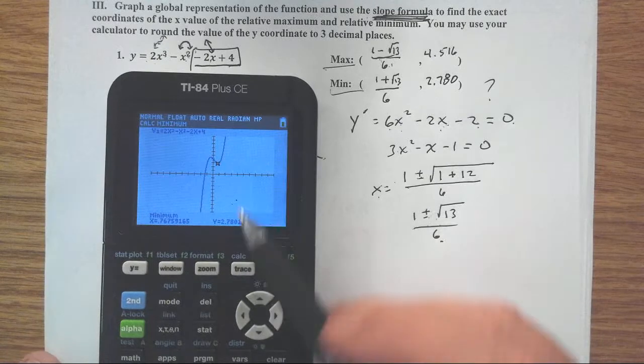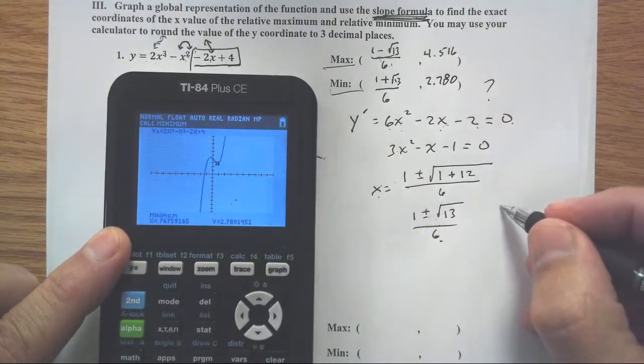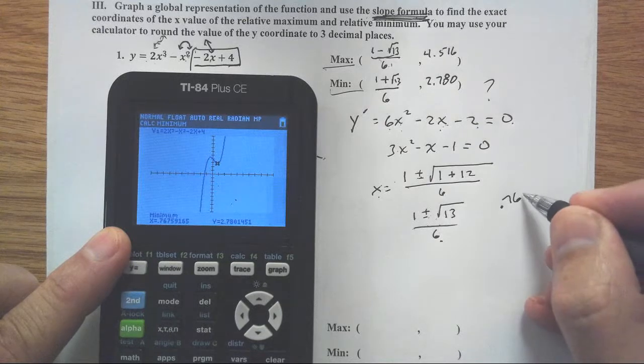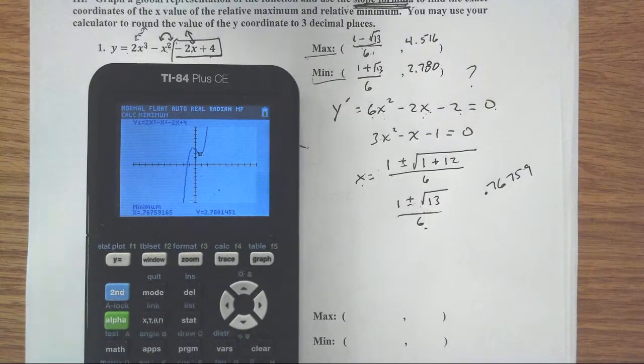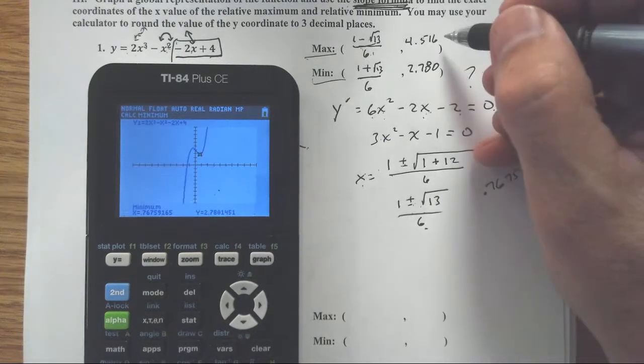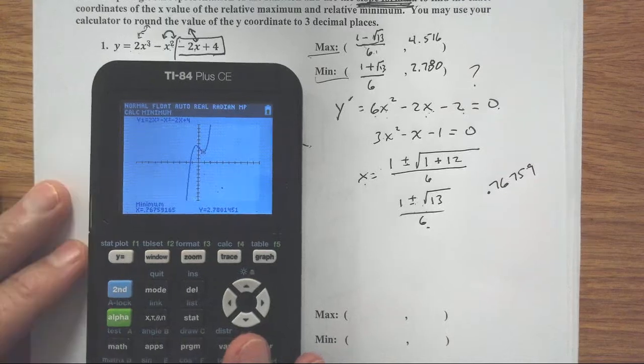Now, I'm going to go ahead right here. I'm going to write that x value down. I'm just going to jot it over here: 0.76759. And this is just a really nice way to go ahead and check did everything work out the way we expected it to.